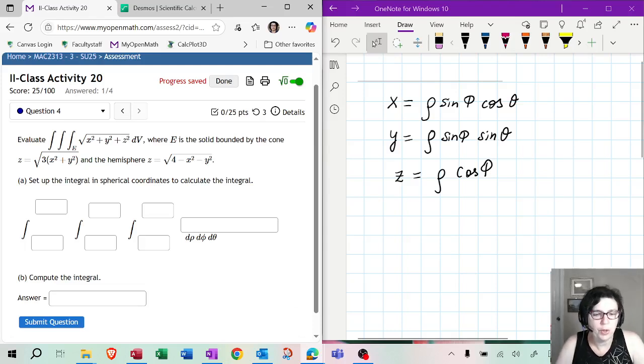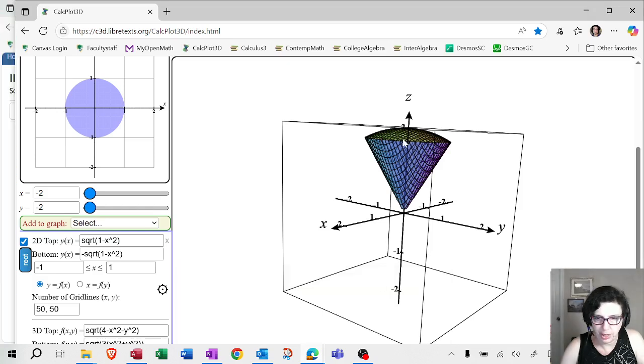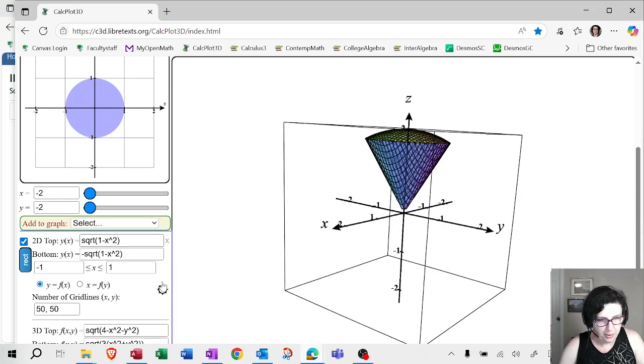In this video, we are going to take a look at an application of spherical coordinates to integrating over the so-called ice cream solid. The ice cream solid has a cone on the bottom and a hemisphere on the top, like a scoop of ice cream on top of a cone. Here I drew a picture of this cone using CalPlot 3D. The bottom is the cone and the top is the hemisphere.